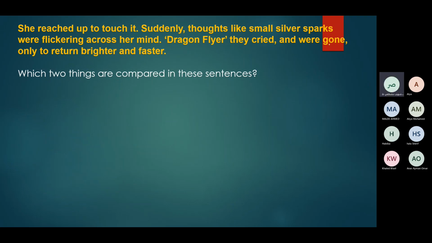Here, she reached up to touch it. Suddenly, thoughts like small silver sparks were flickering across her mind. Dragonfly, they cried, and were gone, only to return brighter and faster. The question here asks you to identify what are the two things that are compared to each other.